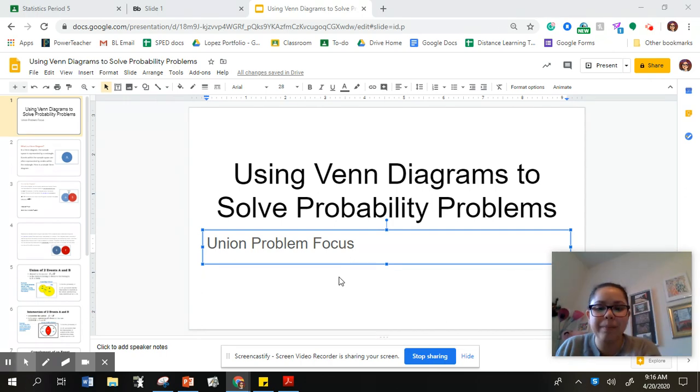We're going to be going through some probability problems using Venn diagrams. We're going to be focusing on the union. I've been seeing a lot of you guys having a hard time with the union, so I'm going to spend a little time on that.